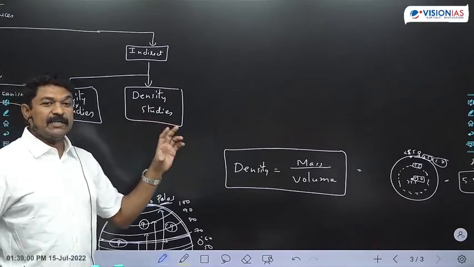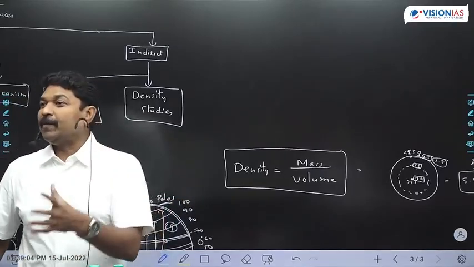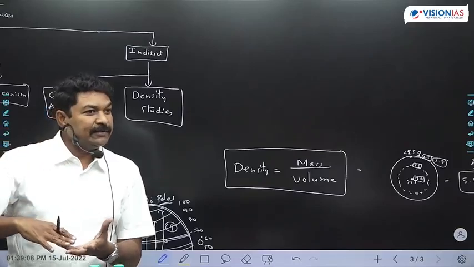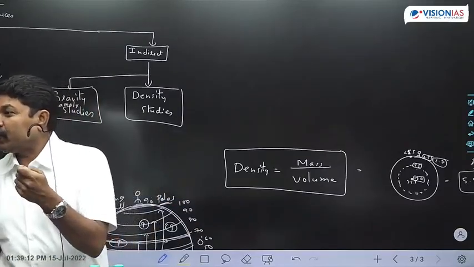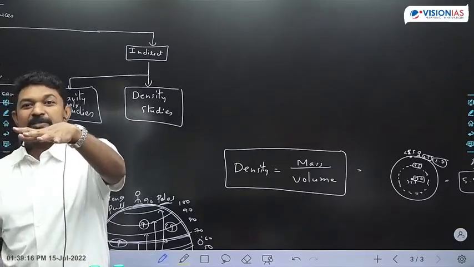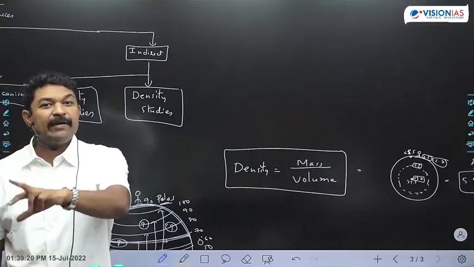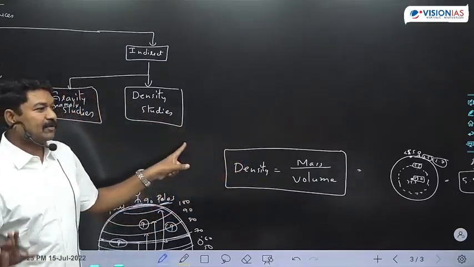Because of this density variation, they believe that the earth is not a uniform layer. In fact, it has different layers, just like an onion. Whenever you peel one layer of an onion, another layer gets exposed. On the same lines, the earth also has different rocky layers. Each and every layer has different density rocks. This is how they came to one conclusion.